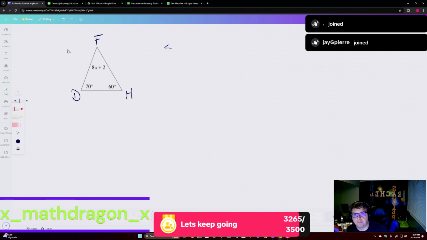Okay, so the measure of angle D plus the measure of angle F plus the measure of angle H equals 180 degrees. That is the triangle sum theorem again.